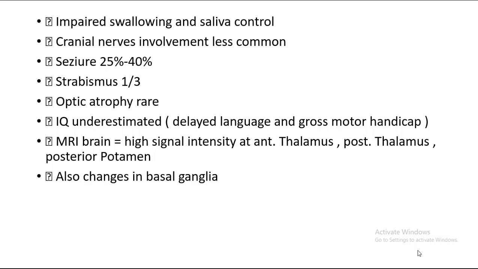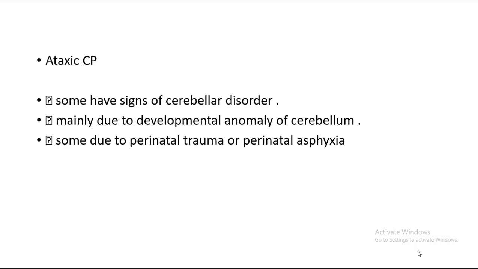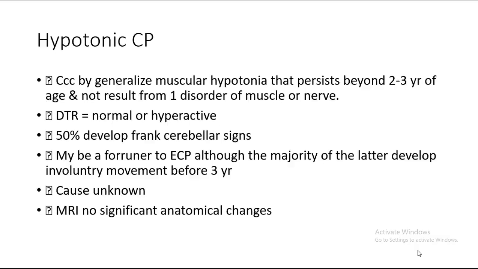Again, seizure can occur in 25 to 40% of the cases. And the MRI shows high signal intensity at the anterior thalamus, posterior thalamus, or posterior putamen. These are the extrapyramidal system. Ataxic type of cerebral palsy is due to insult of the cerebellum. It could be due to trauma or perinatal asphyxia. There is developmental anomaly of the cerebellum, and it shows signs of cerebellar dysfunction.